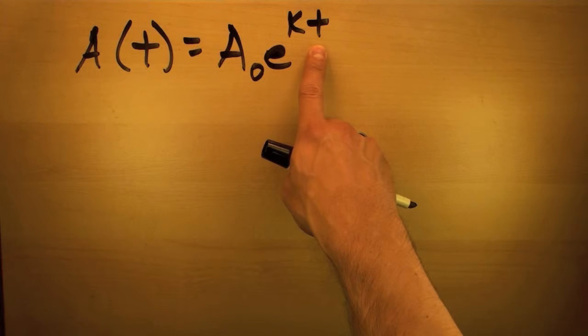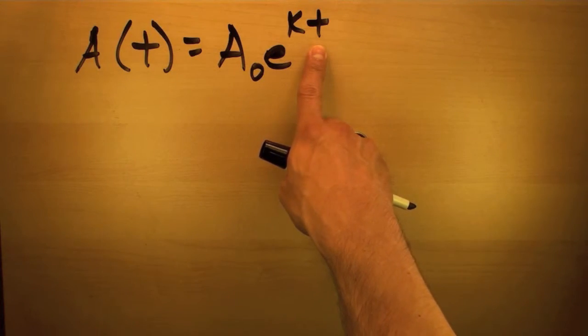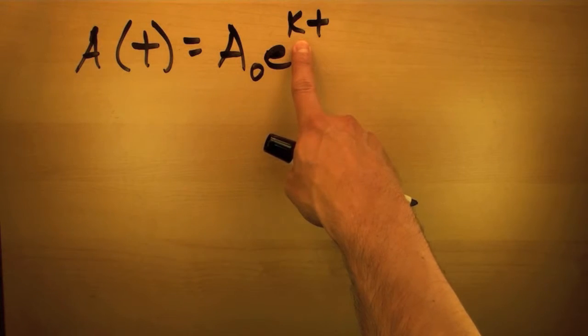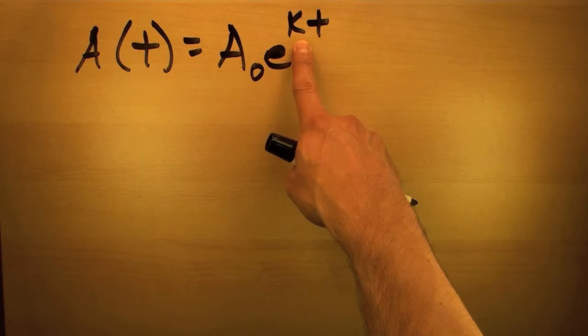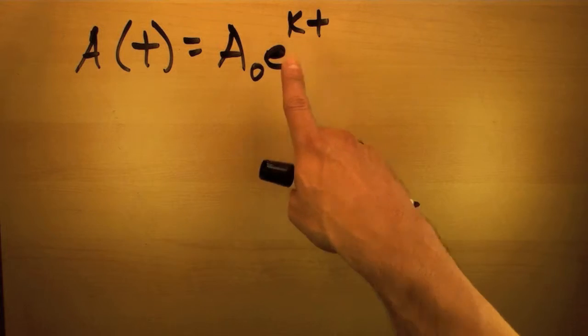T is time in a given unit, often seconds, hours, days, months, years. And k is our growth constant. k will be positive when we talk about a growth problem, for instance, a population growing. k will be negative when we talk about a decay problem, like a radioactive substance decaying over time.